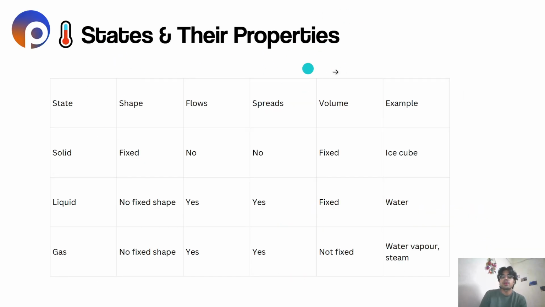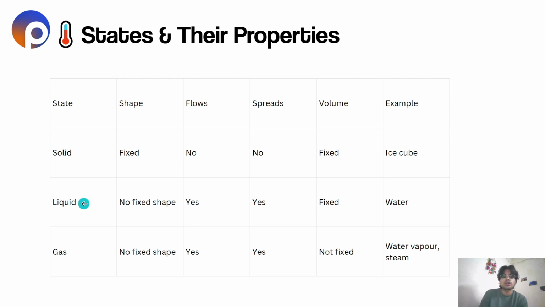States and their properties. Now, each state of water has its own properties. For example, if we talk about solid, which is an ice cube, it has a fixed shape, it doesn't flow, it cannot be spread, and it has a fixed volume also.